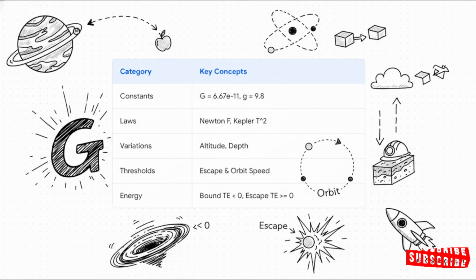Newton's force equation and Kepler's law of periods. Remember your variations in g. It decreases by the inverse square at altitude, but decreases linearly with depth. We've got our cosmic thresholds for escape speed and orbit speed. And finally, energy states. A bound orbit has a negative total energy, while escaping requires a total energy greater than or equal to 0. From terrestrial depths all the way to orbital heights, the inverse square law mathematically dictates the cosmic dance.